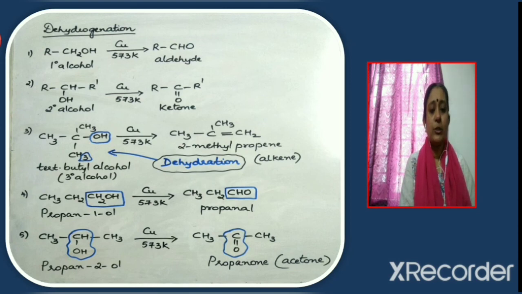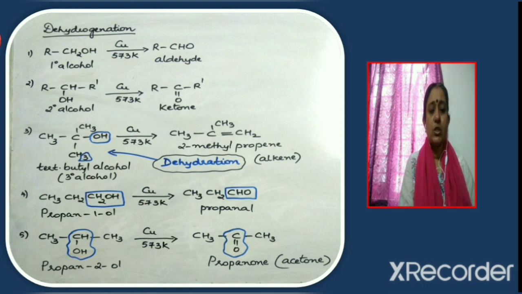Now consider propan-1-ol, which is a primary alcohol. What will be the product obtained when propan-1-ol is treated with copper catalyst at 573 Kelvin? We should know that it is dehydrogenation reaction which takes place. So the product obtained will be an aldehyde, propanal, since the alcohol given is a primary alcohol. So propan-1-ol undergoes dehydrogenation and gives propanal, CH3CH2CHO.